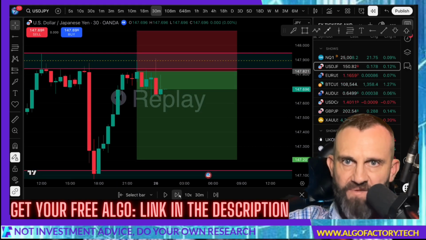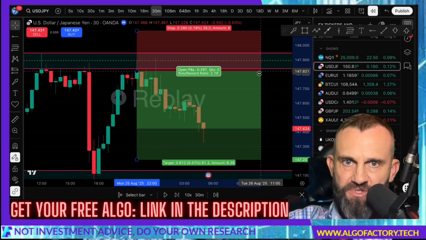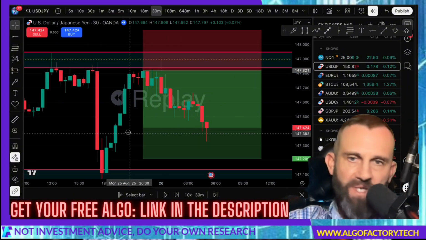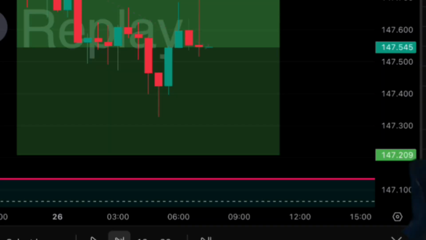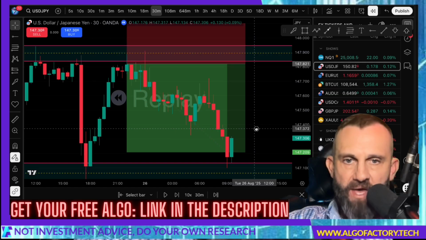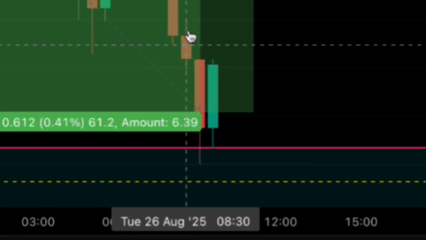I'm nicely in a profit. Price is headed down. I'm pretty comfortable in this trade at this point. I may have moved my stop to entry. There's a lot of things I would have done possibly to protect my position at this point. But either way, that trade just won right there. And as that trade won, what else happened? The candle hit the bottom.